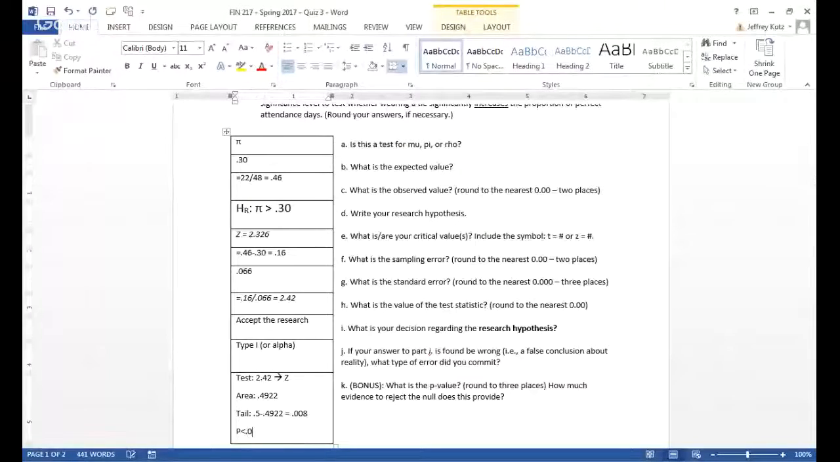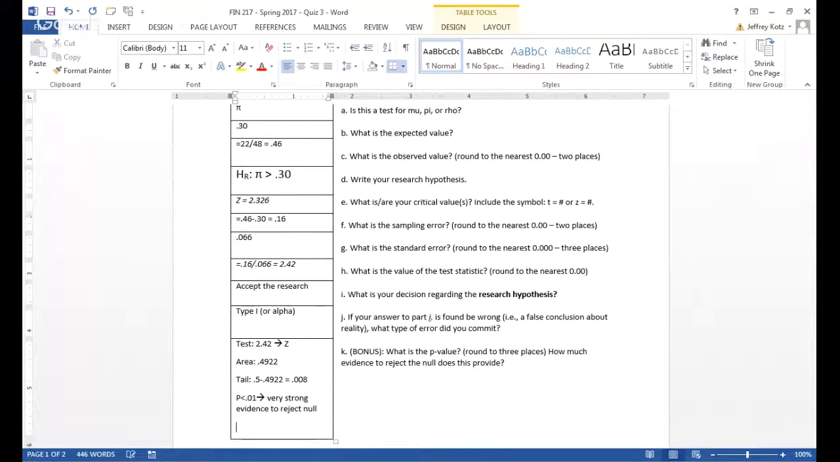I'm going to verify this here. 0.5 minus 0.4922. Yeah, it's 0.0078 or 0.008. Anyway, that's the p-value, 0.008. And because p is less than 0.01, that implies we have very strong evidence to reject the null.